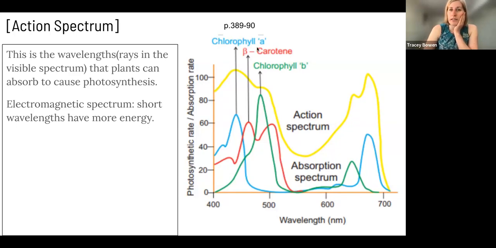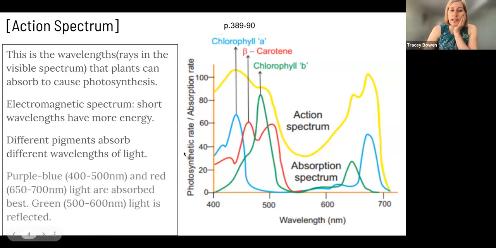And so the pigments that we usually see associated with photosynthesis, chlorophyll A, chlorophyll B, beta carotene, are going to be absorbing more in this short wavelength light. And so this is actually purple blue light here that's being absorbed. And then up here is red light.